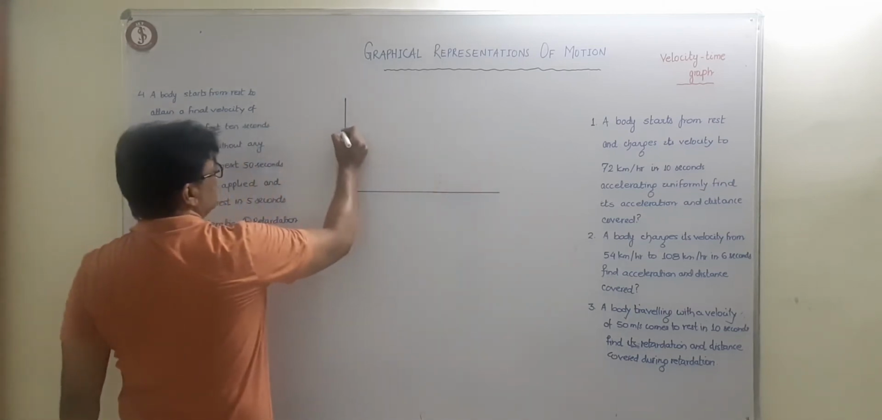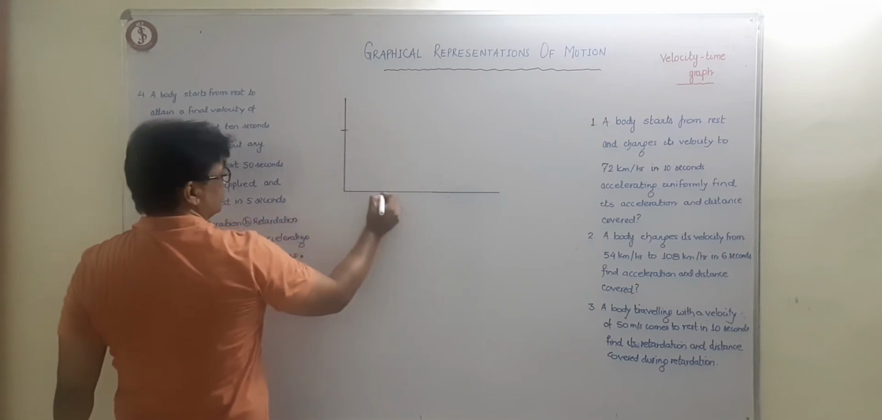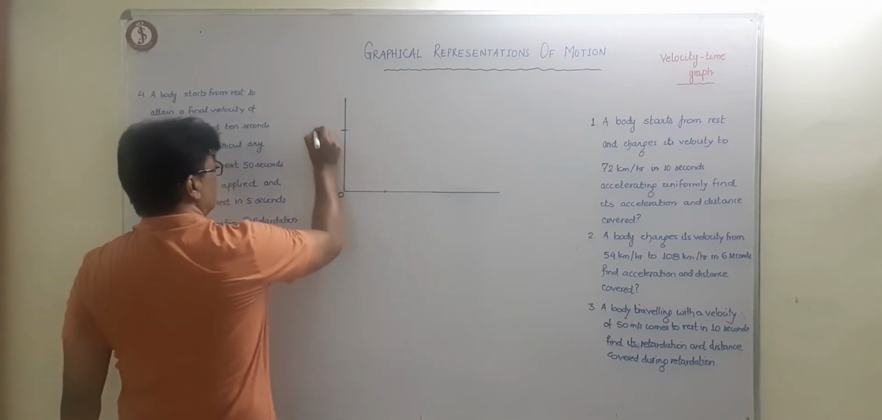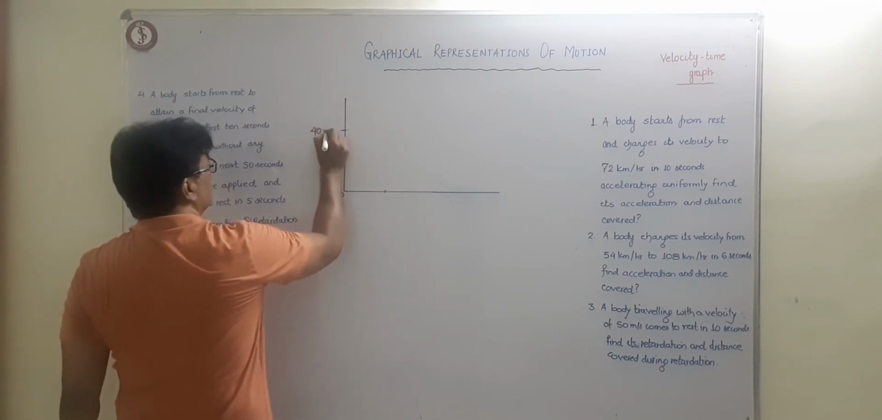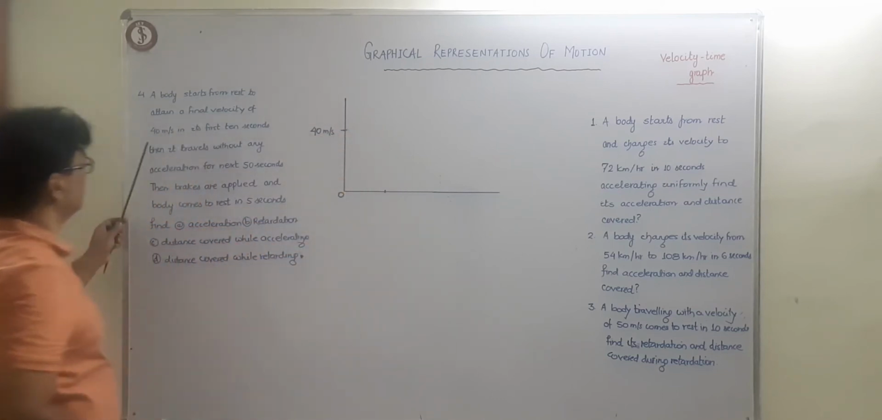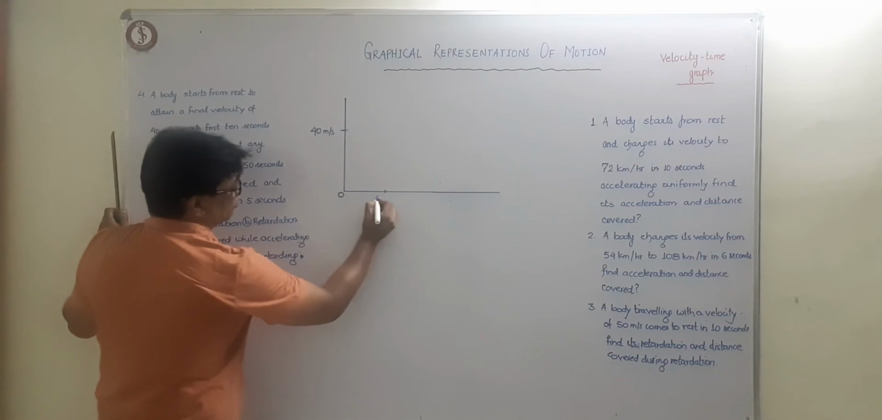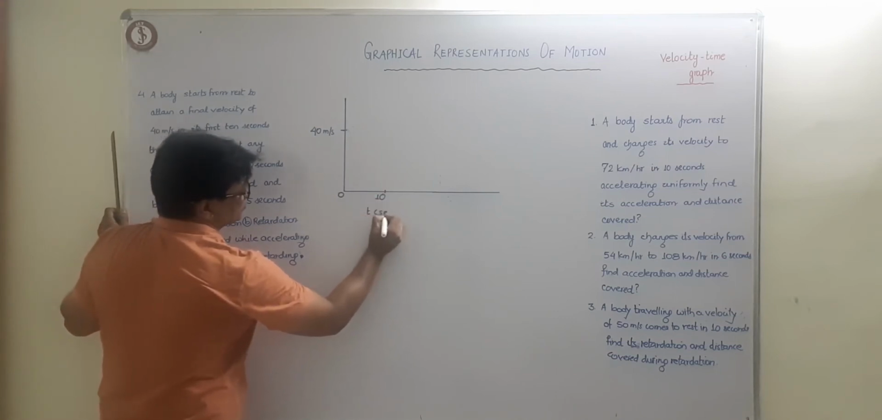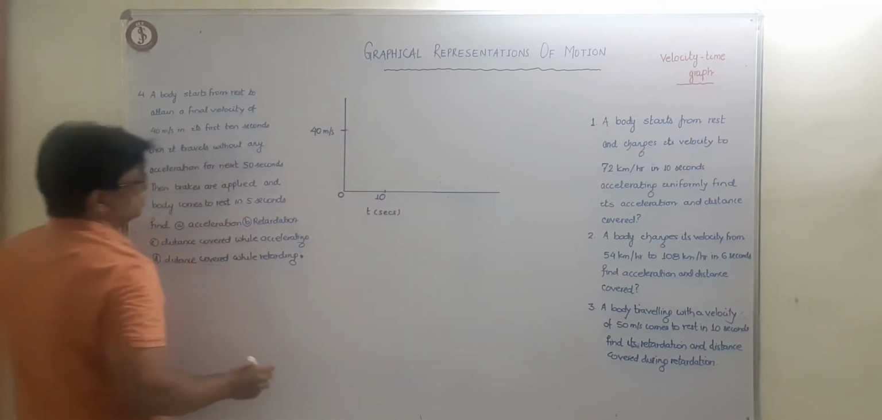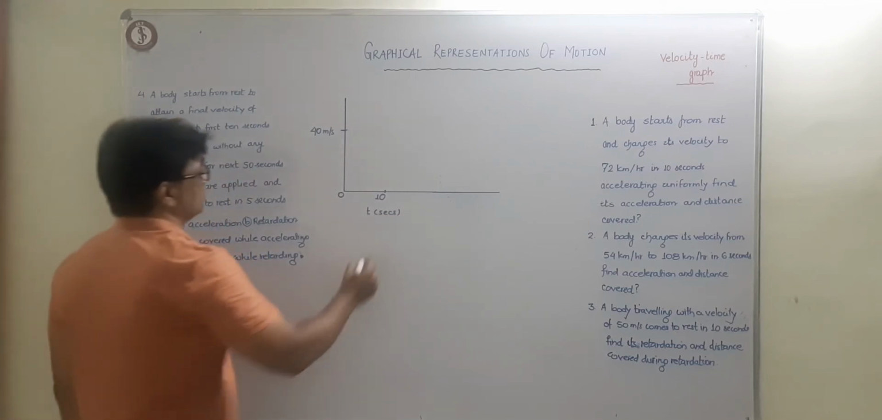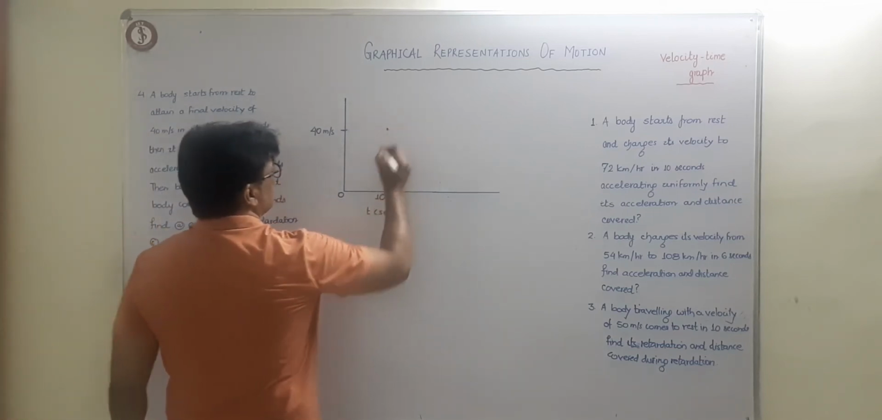Now what is happening? In the first 10 seconds, it attained a velocity of 40 meter per second. From here till here it is 10, time in seconds. Now it travels with this velocity. So I can draw this graph here only.